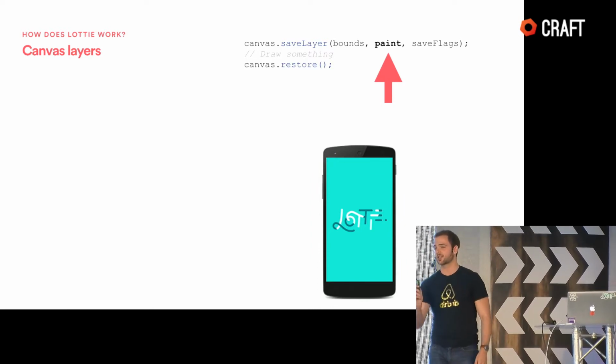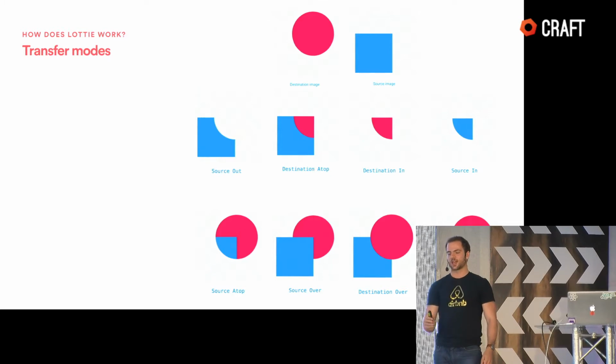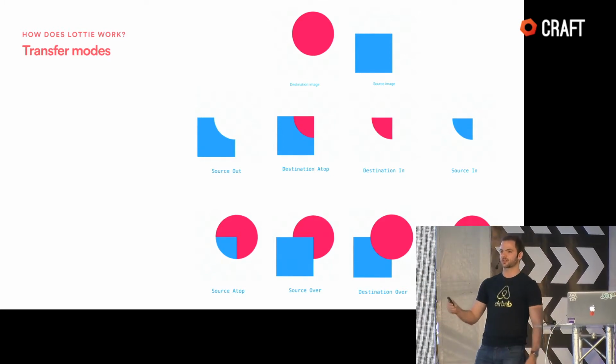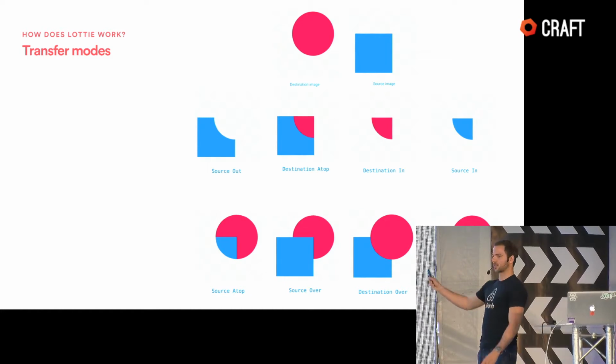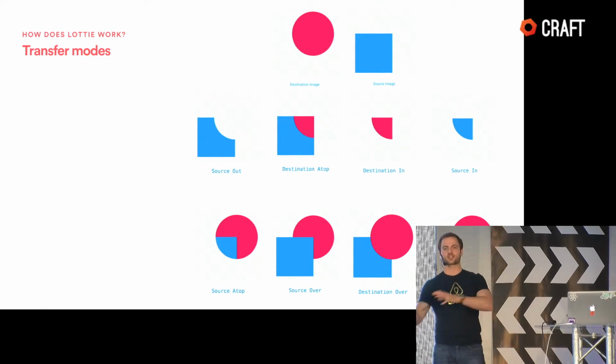And in particular, on this paint object, there's a property called a transfer mode. And Android comes with a number of transfer modes called Porter-Duff transfer modes. Here are a few examples. So if we take a destination image, like a red circle here, and a source image, which is this blue square, if you combine them with different transfer modes, you get a different output.